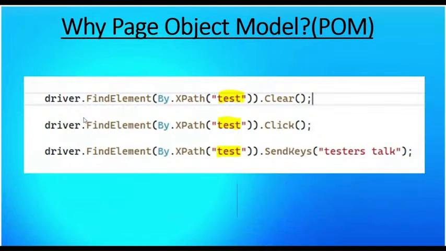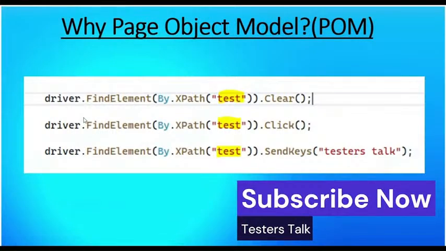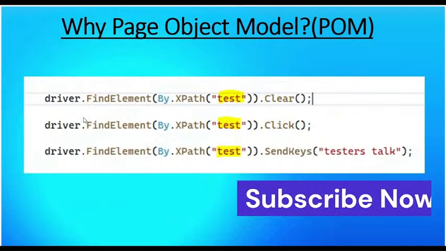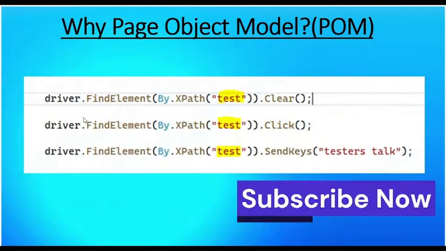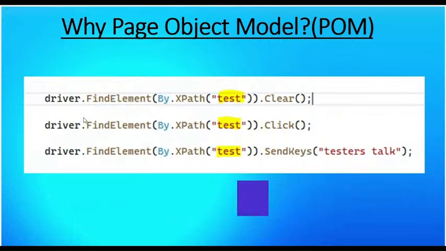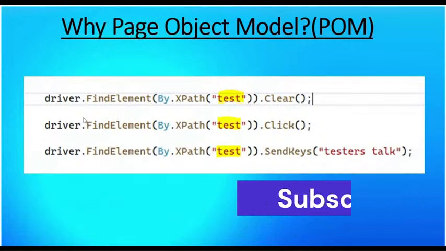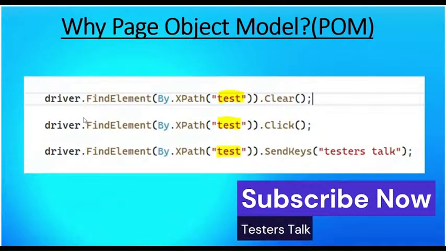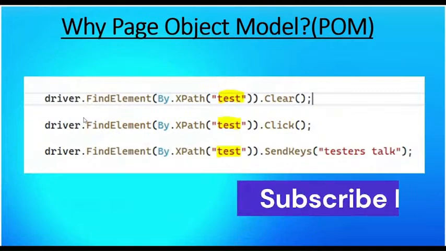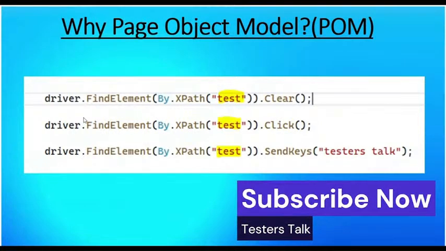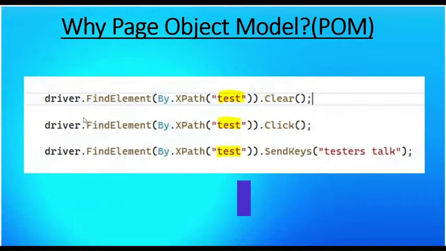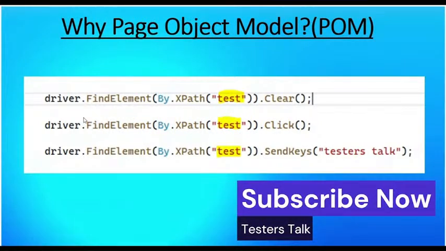If you look at the diagram, here I'm identifying the element and I'm performing the action. And if you look at the locator value, I have highlighted it in the yellow color, but in each of the lines, I'm performing a different action on the element. Firstly, I'm clearing it. Second method is a click method, and third method is send keys. But in these cases, the locator value is the same and we are hard coding that particular value.